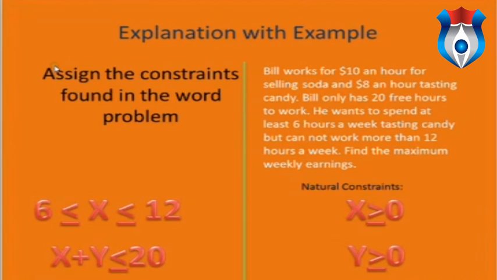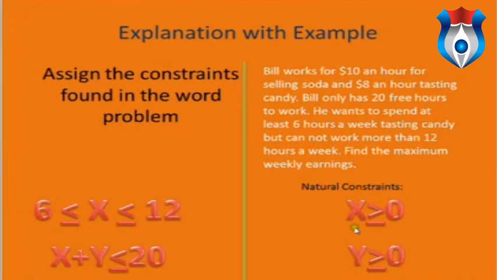After that, we have to assign the constraints found in the word problem. In the word problem, X, which is the number of hours that he can work tasting candy, is at least 6 hours, so greater than or equal to 6, and no more than 12 hours a week, so less than or equal to 12. The same goes for the other one, which is the combined hours of X and Y cannot be more than 20, so X plus Y is less than or equal to 20 hours per week, which is in the word problem.